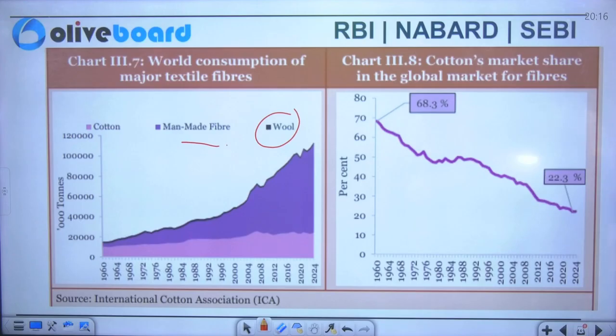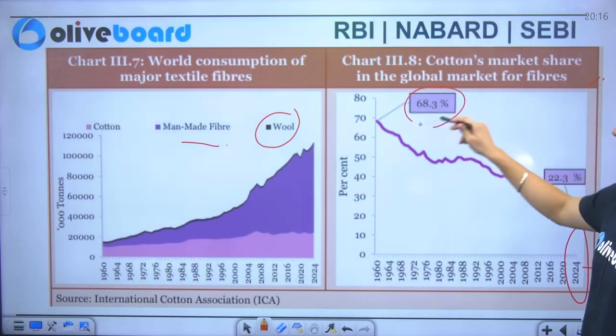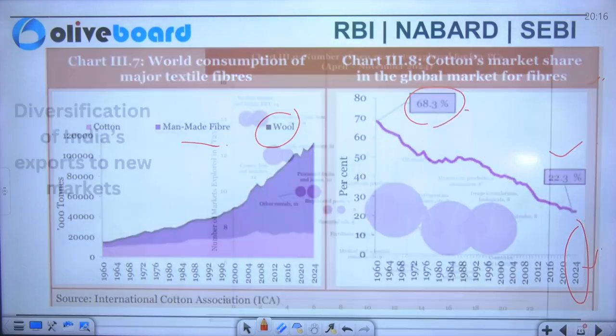Now, cotton's market share in the global market for fibers has decreased. If I talk about the 2024 period, prior to this, in 1960, it was 68.3%. Now it is 22.3%. Okay.